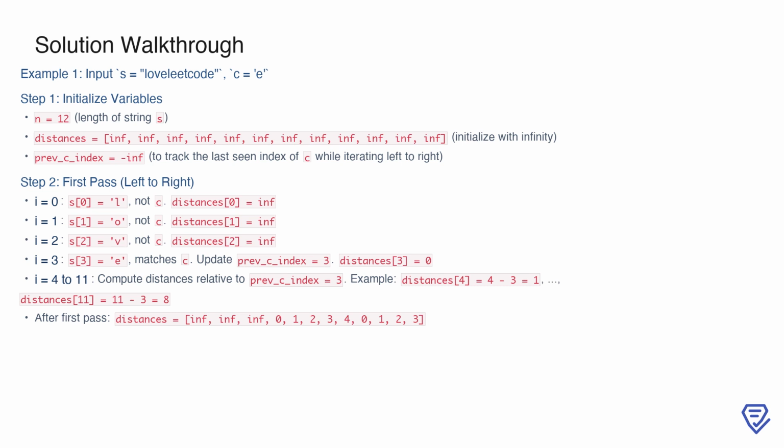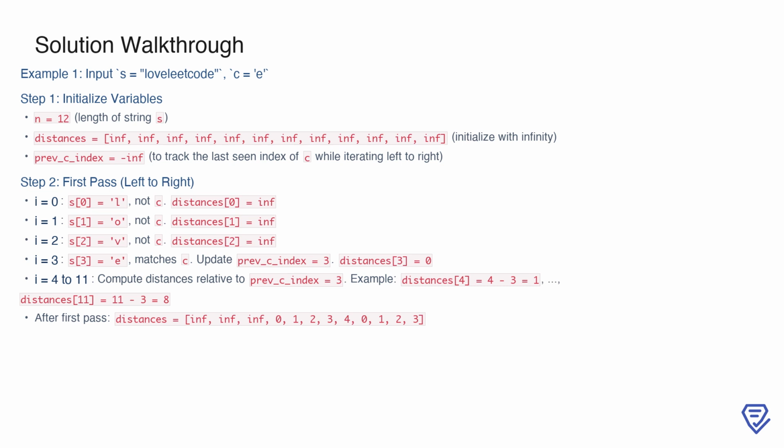Next, we perform the first pass from left to right. At index 0, the character is L, which is not the target character E, so the distance at this index remains infinity. Similarly, for indices 1 and 2, the characters are O and V, neither of which match E, so their distances also remain infinity. At index 3, the character is E, which matches our target. Here, we update prev_c_index to 3 and set the distance at index 3 to 0 because the distance to itself is 0.